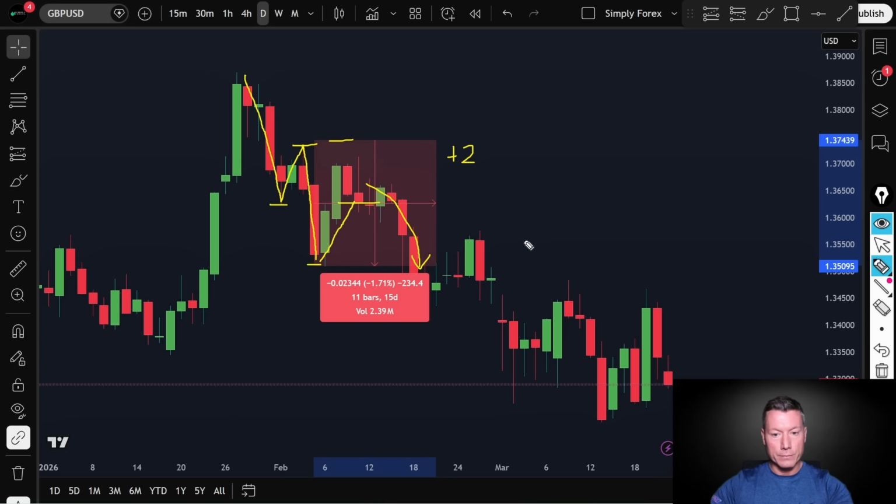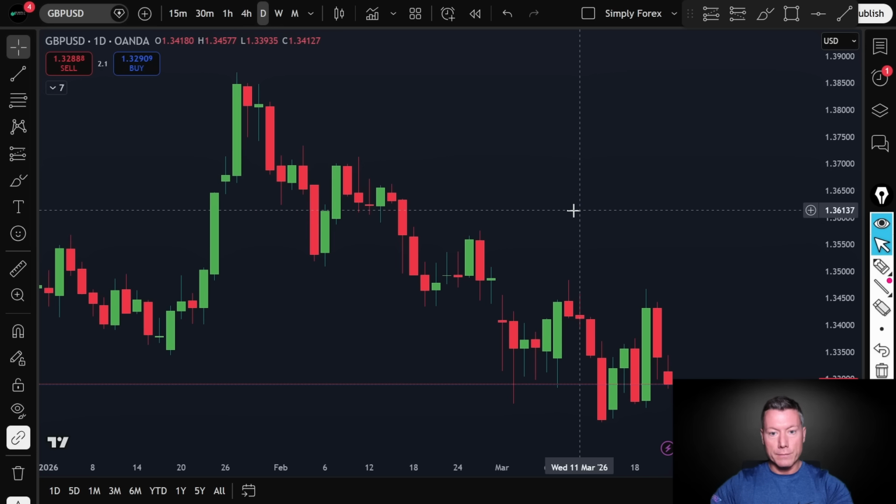Okay, in terms of trades, again, whatever you risk will determine that. If it's 1%, you're +2%. If it's 3%, you are +6%. Okay, so another positive trade.